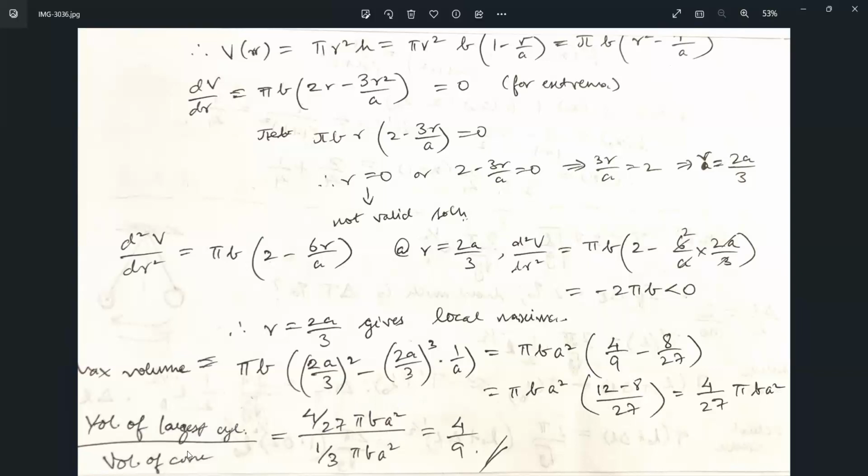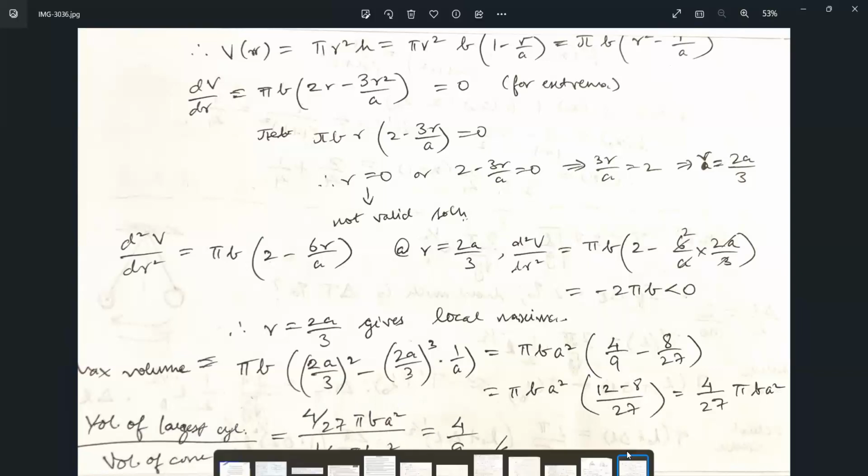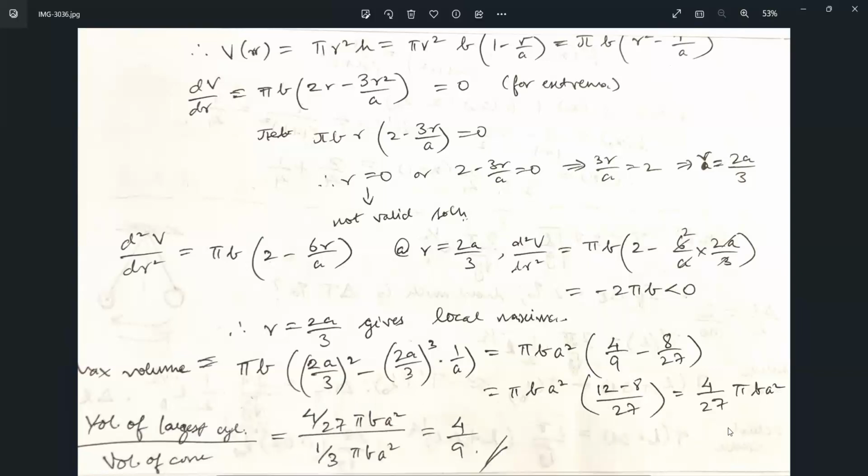And we know the volume of the cone is 1 by 3 pi b a square. So when we simplify, we get 4 by 9. So we have proved what was asked in the question using the theory of differential calculus. I hope you enjoyed and understood the problems in this exercise. We'll continue to other exercises in this chapter.